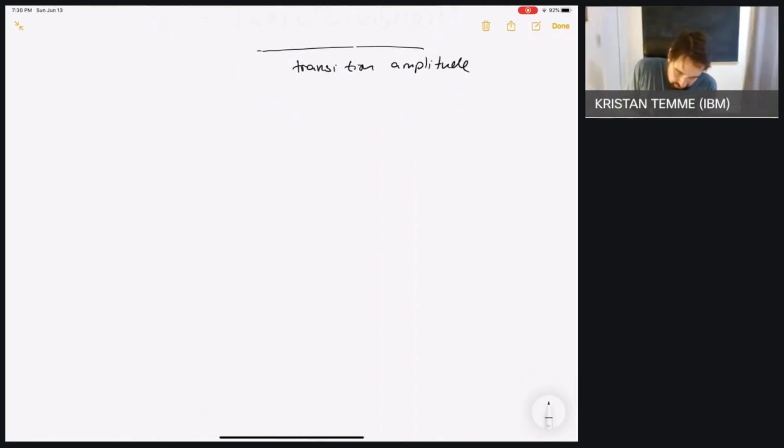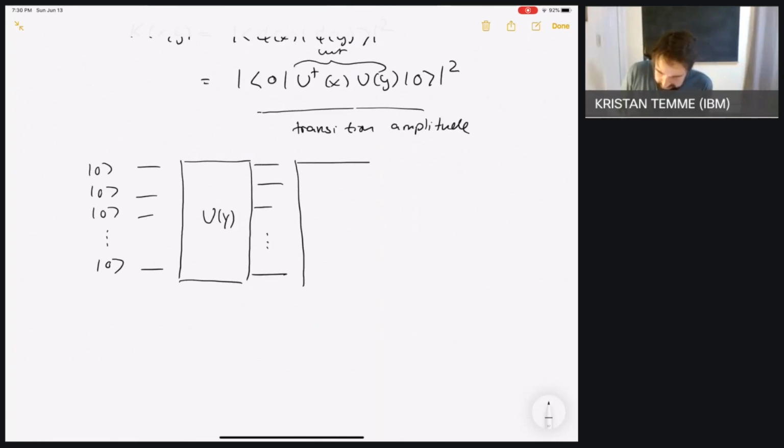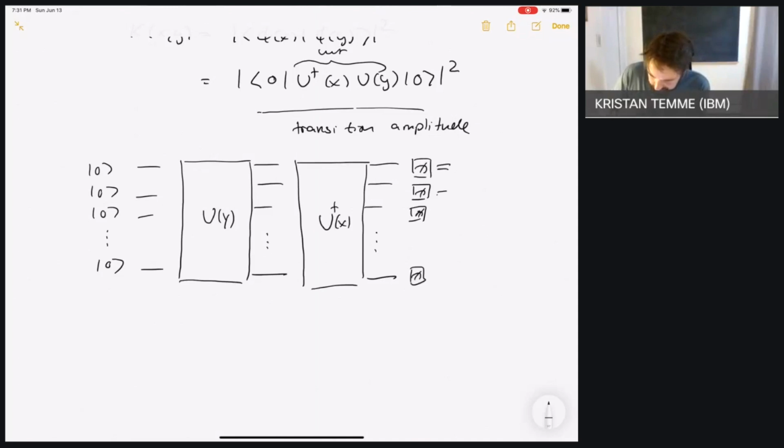So if you want to draw this as a circuit, what you do is essentially start out in the 0 state and prepare everything. And then you evolve forward with your feature map unitary U_y. Then you evolve backwards with the same unitary but a different datum x. And then you just measure in the z basis. And count how many times you see 0.